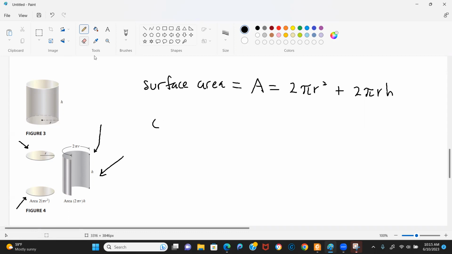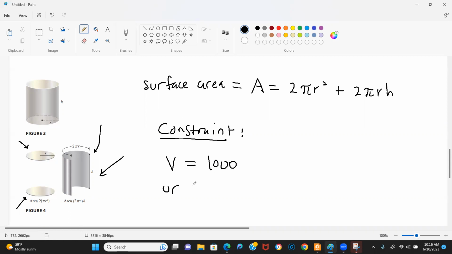Anyways, so we have the constraint. What's the constraint in this case? The constraint is that the volume has to be 1 liter. I guess they're going to put everything in cubic centimeters, so 1 liter is the same thing as 1,000 cubic centimeters. So what we know is that the volume has to be 1,000.